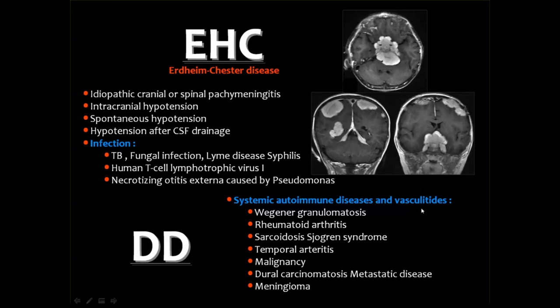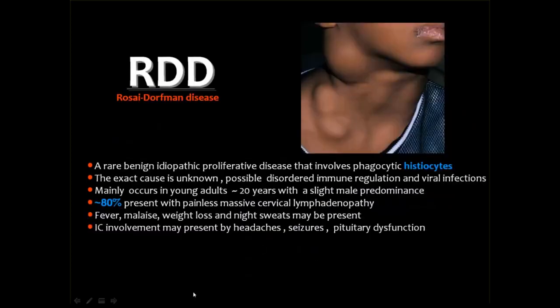Then systemic autoimmune diseases, which may result in significant dural thickening and enhancement, like Wegener granulomatosis, sarcoidosis, Sjogren disease, temporal arteritis, and malignancy: dural metastasis and meningioma.